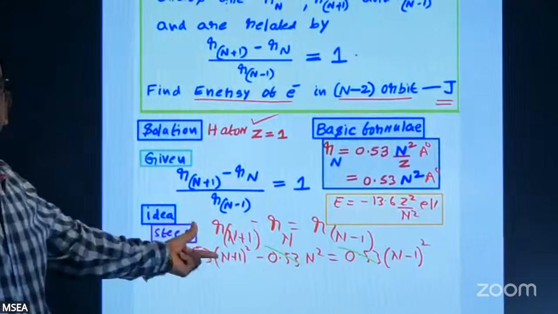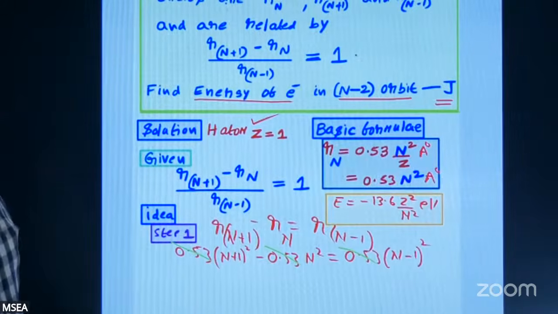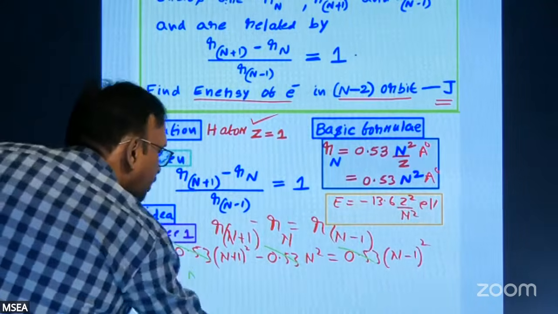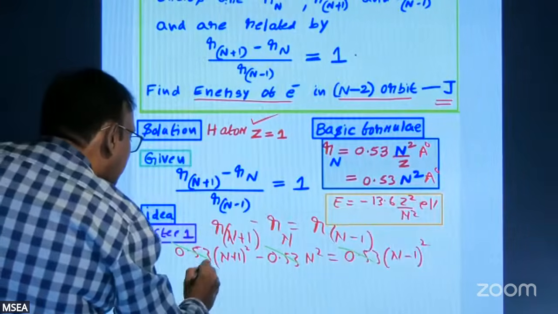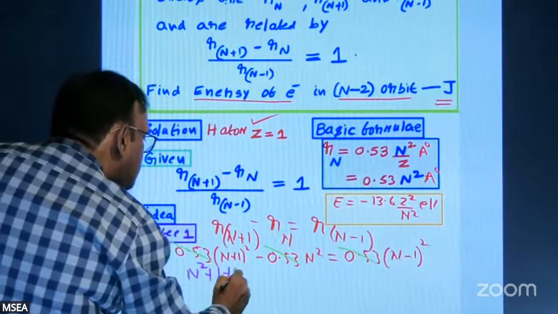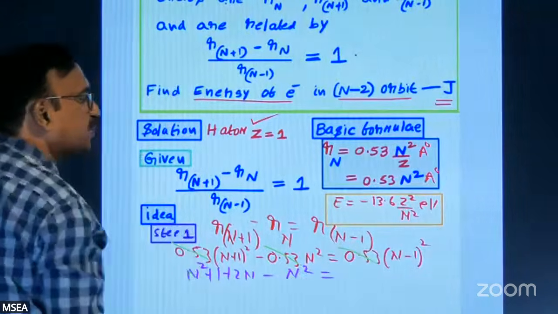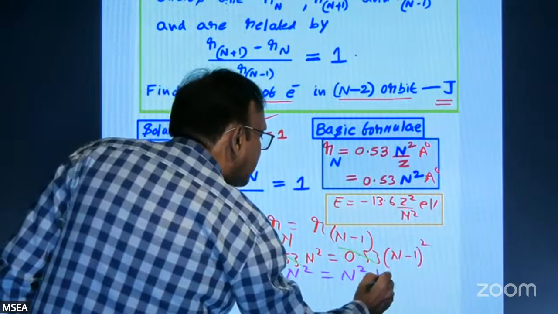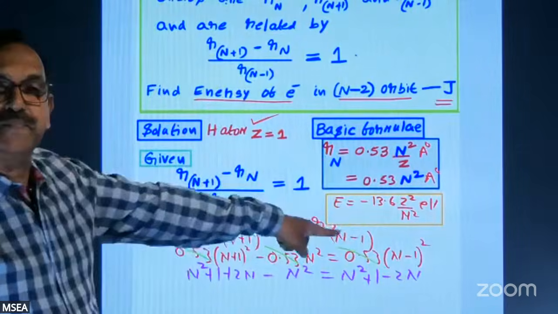Here comes the formula, (n plus 1) whole square. It is just like (a plus b) whole square, a square plus b square plus 2ab. So here it comes out to be n square plus 1 plus 2n, minus n square, is equal to (n minus 1) whole square, so n square plus 1 minus 2n. Just recollecting the (a minus b) whole square formula.